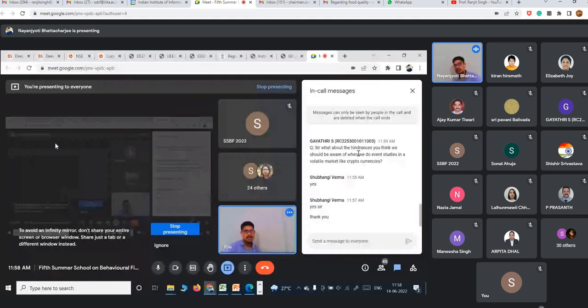Now we have a question here: what are the hindrances we should be aware of when we do event studies in a volatile market like cryptocurrencies? Event studies have been used with cryptocurrencies, but the literature is not decided on whether news flows impact price movements. There is some evidence suggesting that news flows perhaps impact cryptocurrency returns, but typically what kind of news flows?